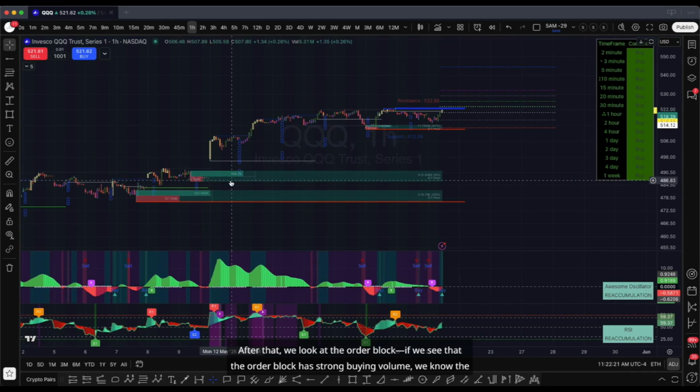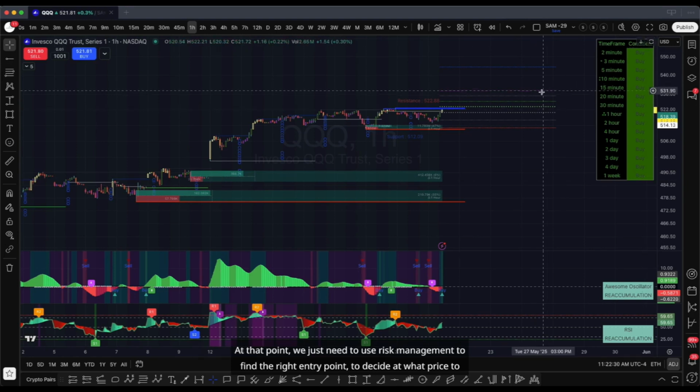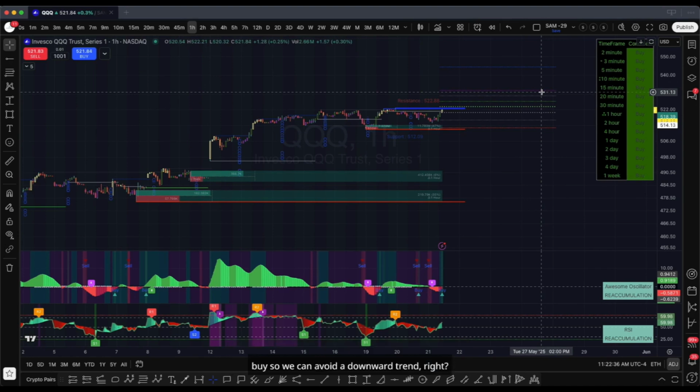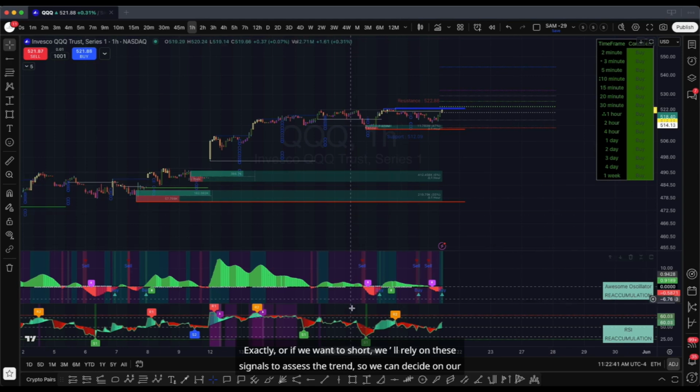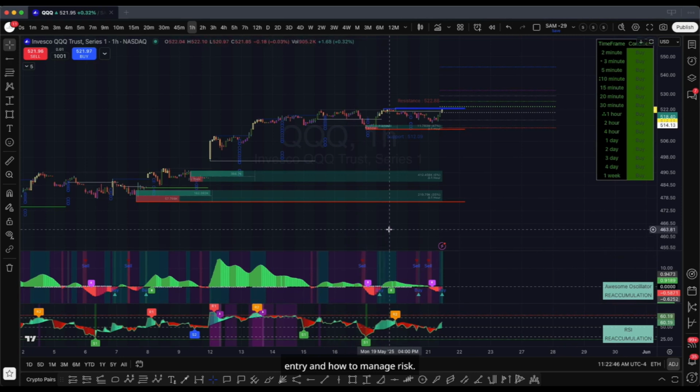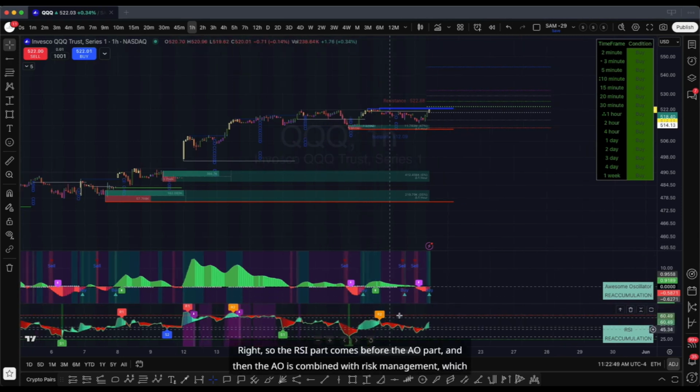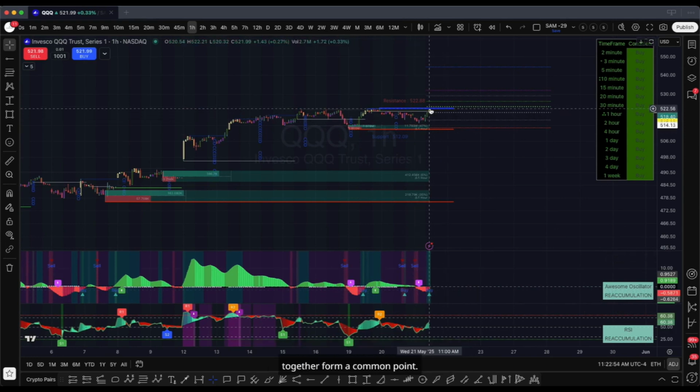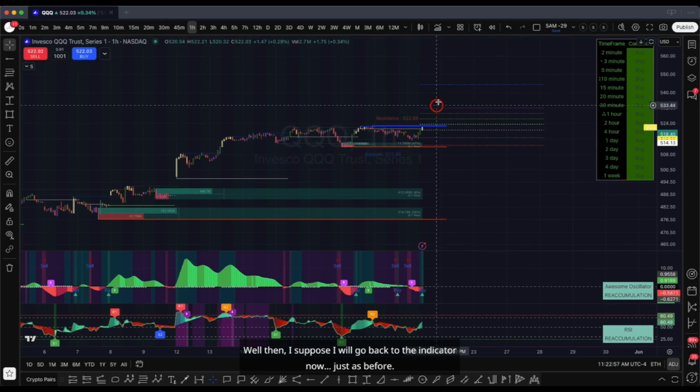After that, we look at the order block. If we see that the order block has strong buying volume, we know the trend is upward. At that point, we just need to use risk management to find the right entry point to decide at what price to buy so we can avoid a downward trend, right? Exactly. Or if we want to short, we'll rely on these signals to assess the trend so we can decide on our entry and how to manage risk, right? So the RSI part comes before the AO part, and then the AO is combined with risk management, which together form a common point.